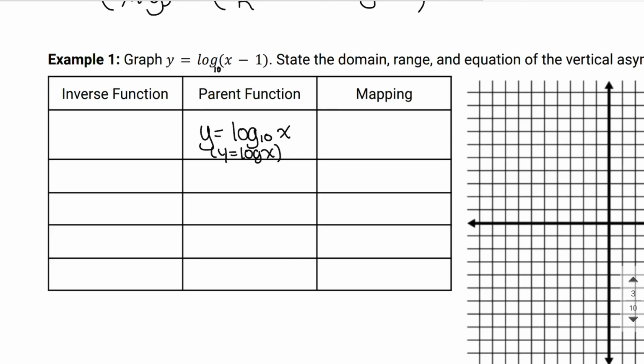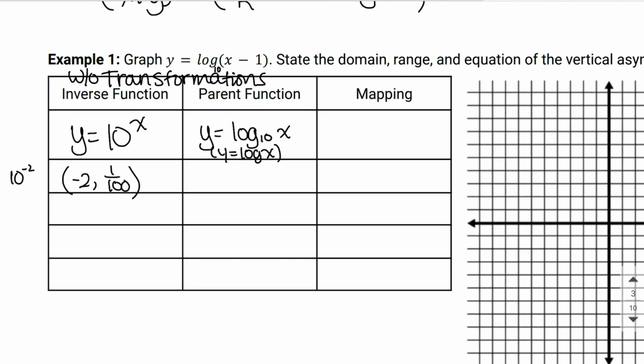Remember, the inverse of logs is exponential functions, just like the inverse of exponential functions is logs. So here we know that the base is 10, so the inverse function is going to be 10 to the power of x. It's the exponential function. These are our functions without transformations; the first two columns are without transformations. If my input, for example, is -2, then my output would be 1 over 100, because I would do 10 to the power of -2, which is 1 over 10 to the power of 2, which is 1 over 100.